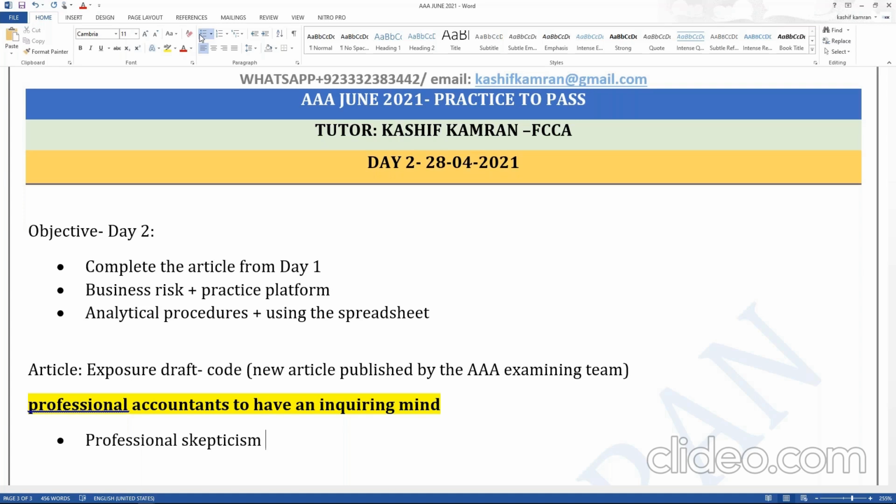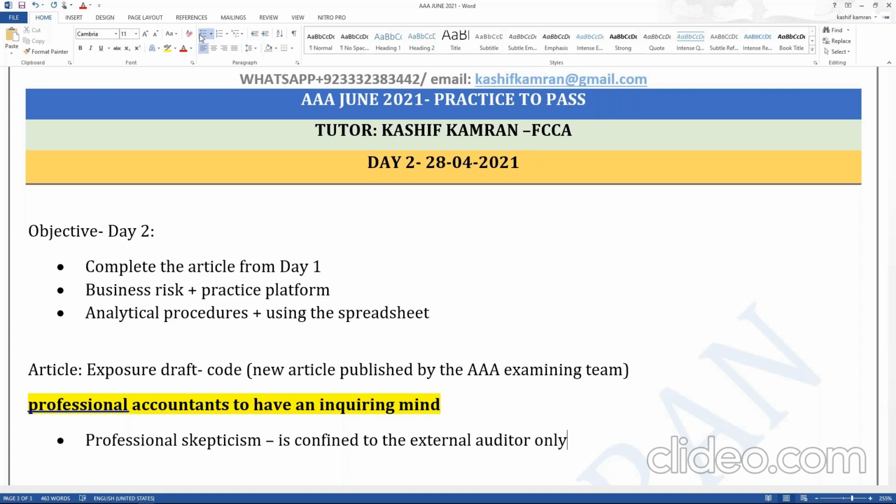So is it a topic? It is, right? But the term professional skepticism is confined to the external auditor. Now, this is a very specific jargon, professional skepticism. The meaning of the word professional skepticism means inquiring mind. But this is a terminology which is confined to the external auditor only.